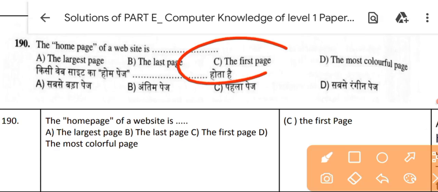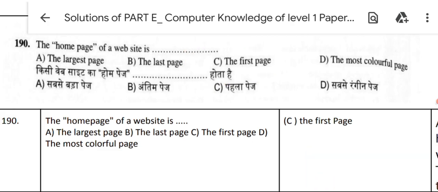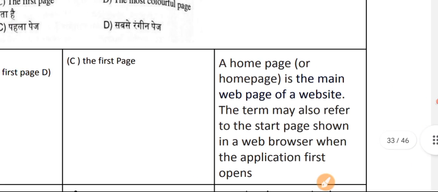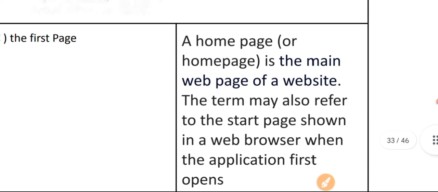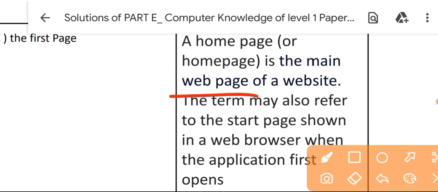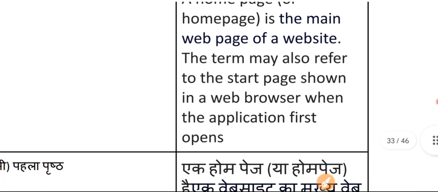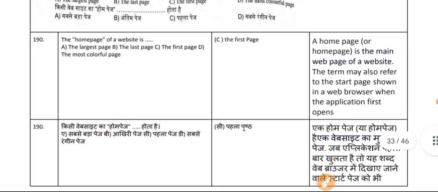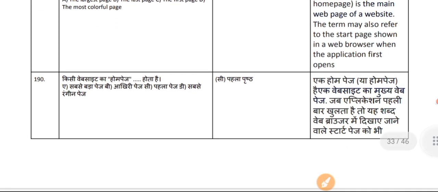Okay, next, the home page of a website is the first page. The home page is called the first page or main page, both are called the first page. The home page is the main page of a website. The term refers to the starting web page in the website when the application is first opened. When first opened, we always call it the home page.